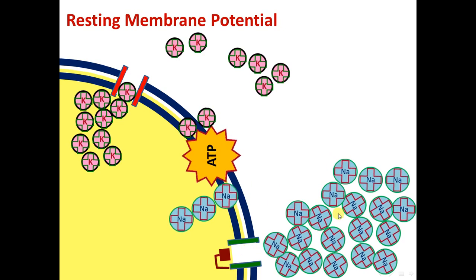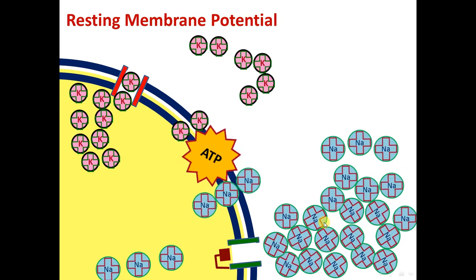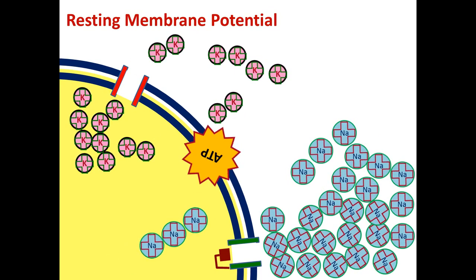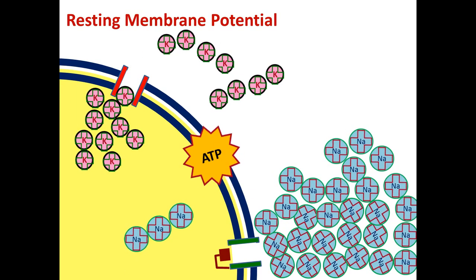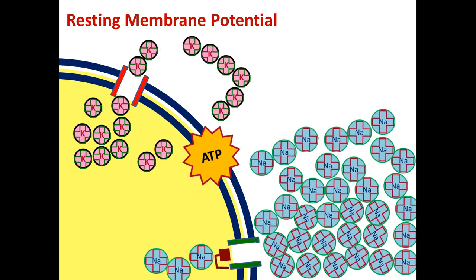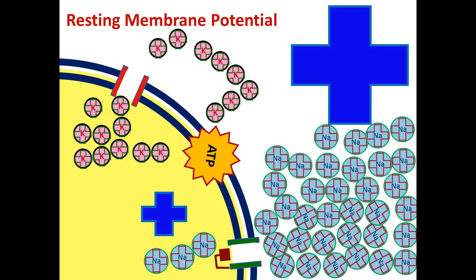So there will be much more positive charges accumulated outside the membrane than the positive charges inside the membrane. This process continues until we find that there are much more positive charges outside the membrane than those inside the membrane, and this potential difference is recorded in the voltmeter as negative charge inside the plasma membrane of the cell. I wish you understand the notion of resting membrane potential in this simple animation.